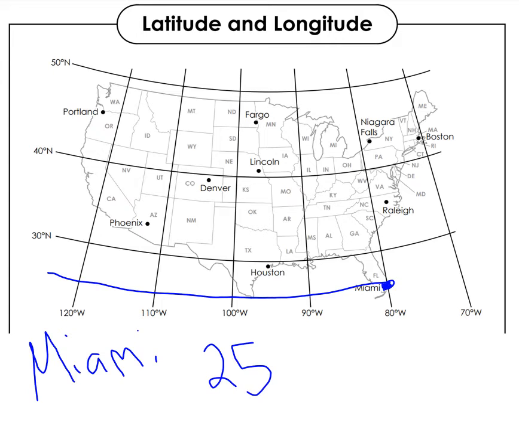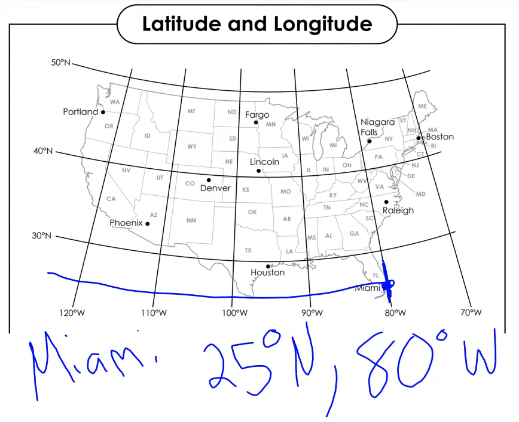I know some of you are screaming it at the screen right now. Don't forget the degrees sign. Don't forget to tell me if it's north or south, or we'll end up in the wrong half of Earth. So 25 degrees north, and then I have to figure out the longitude, the up and down lines. This one's pretty easy because it's touching a line, so the answer is, of course, 80 degrees west. Your answer for Miami is 25 degrees north and 80 degrees west.